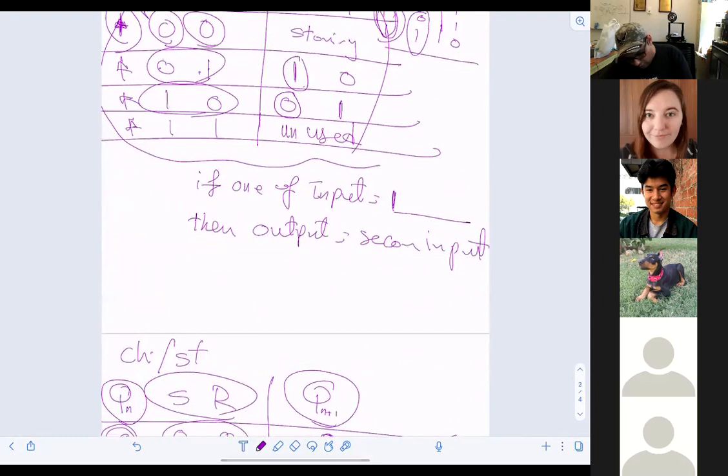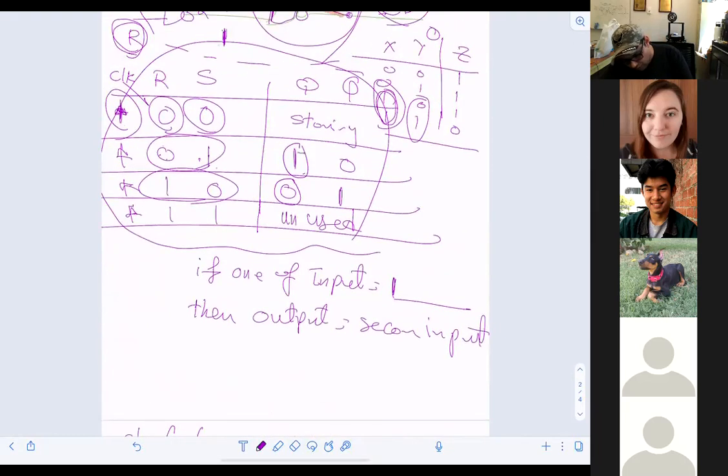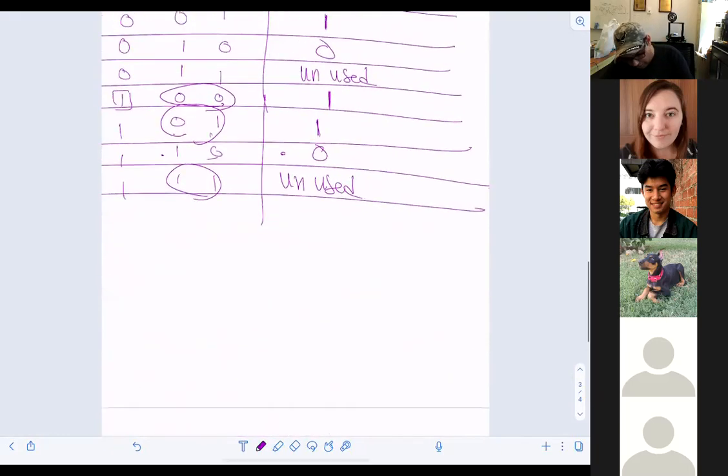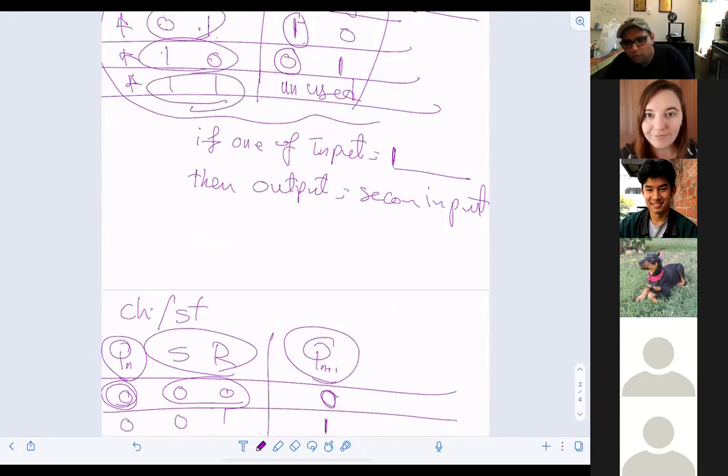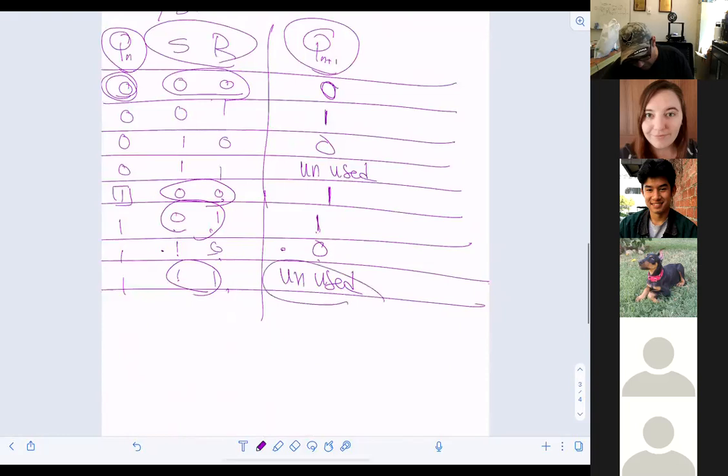0, 1 is 1. Look here. 0, 1, Q is 1. 0, 0, Q is 0. 0, 1, Q is 1. 1, 0, Q is 0. 1, 1 here, whatever happens in the world, is unused. It's going to be unused here. All right. Cool. Thank you.